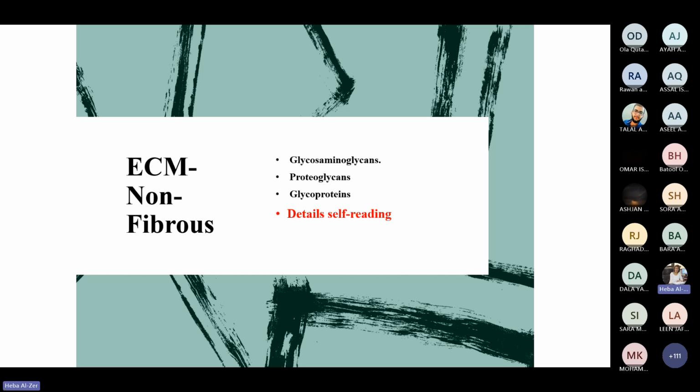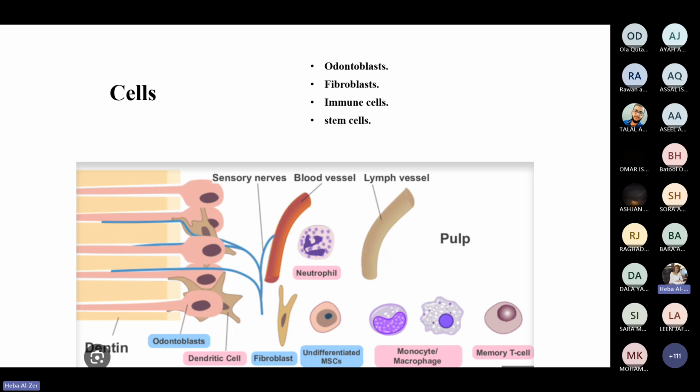So the second component is the cells. There are four main cell components of the dental pulp. Of course, the hero of the dental pulp, which are the odontoblasts. Remember, they send their processes into the dentinal tubules in the dentine, the tissue that we discussed last week. The most abundant cell of the dental pulp is the fibroblast, then some immune cells, and some populations of stem cells. We can see all of them here. So these are the odontoblasts. Here are the fibroblasts, immune cells like T cells, macrophages, dendritic cells and neutrophils, and some stem cells.